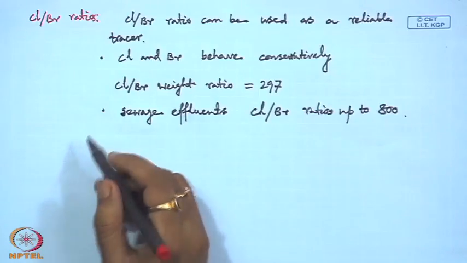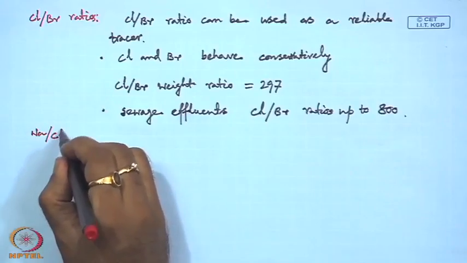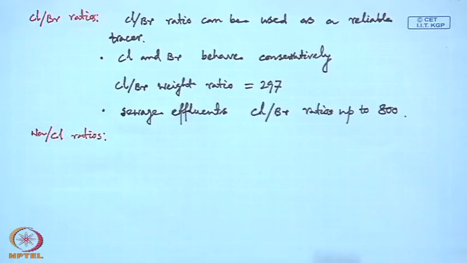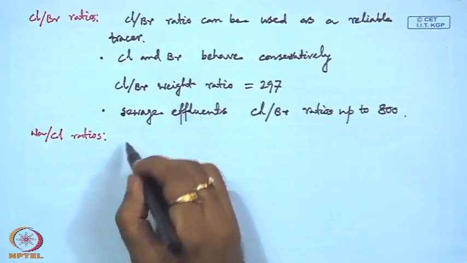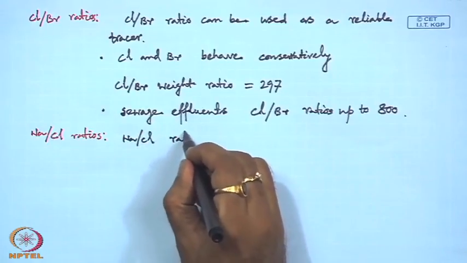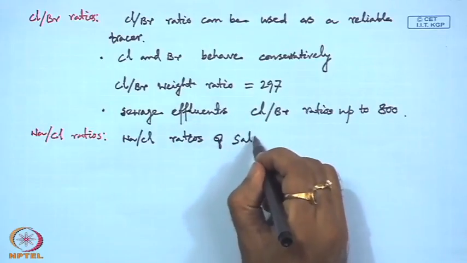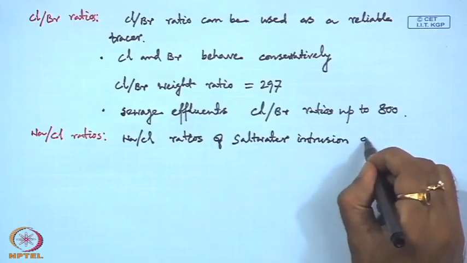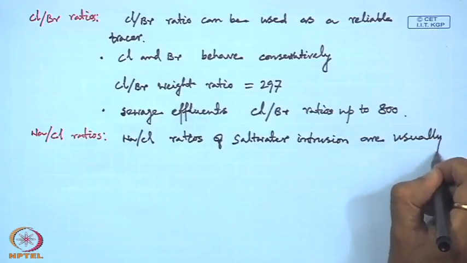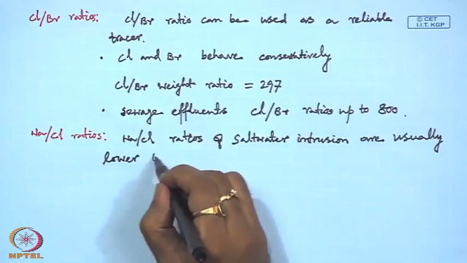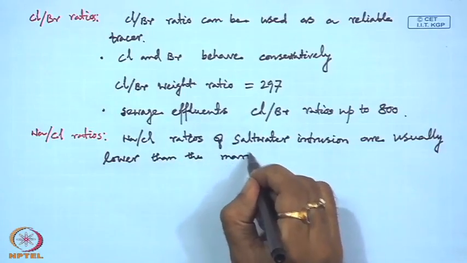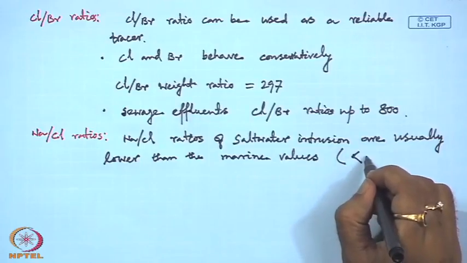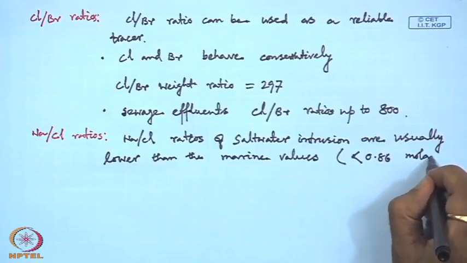The third parameter is the sodium to chloride ratio. Sodium to chloride ratios of saltwater intrusion are usually lower than the marine values, which is less than 0.86 molar ratio.